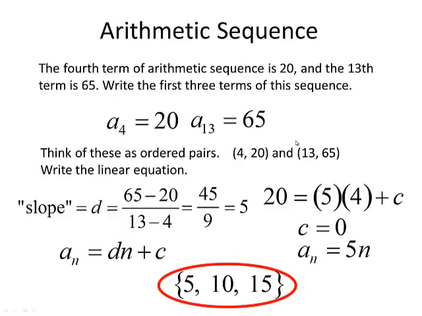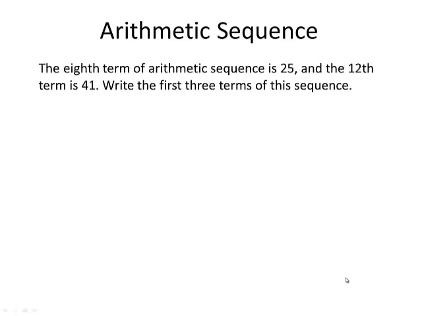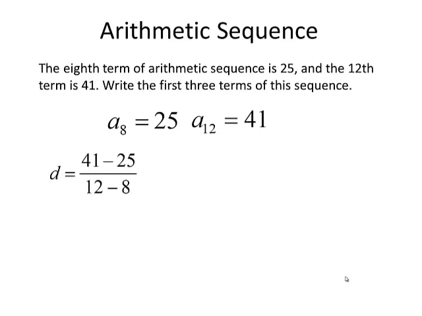So you're going to find the first three terms. So you have a formula now. You put in 1, 2, and 3 for n, and you get 5, 10, and 15. Okay. Here's another one. The 8th term is 25, and the 12th term is 41. Write the first three terms of the sequence. So first we're going to find the a sub n, but we know a sub 8 is 25, and the 12th term is 41. So we find the common difference, which is 4.